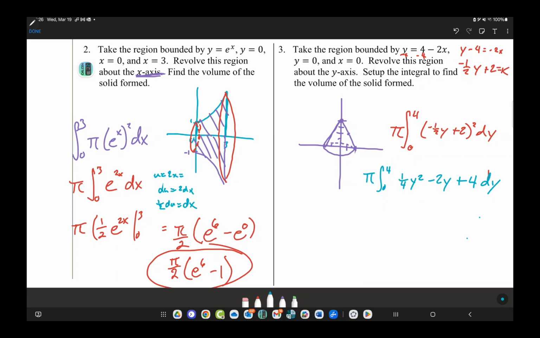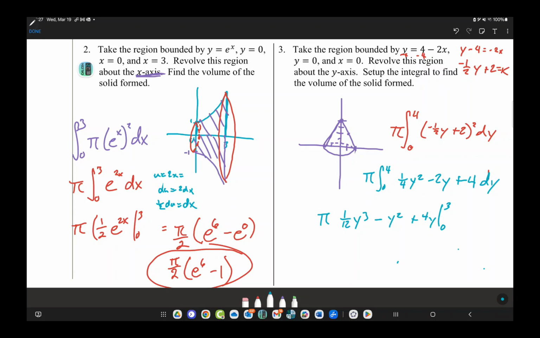Never forget how to quickly square a binomial. Square the first term, multiply the terms together and double it, square the last term. All right, so what's the integral of that? So pi. Now we have 1/12 y to the third minus y squared plus 4y from 0 to 4.